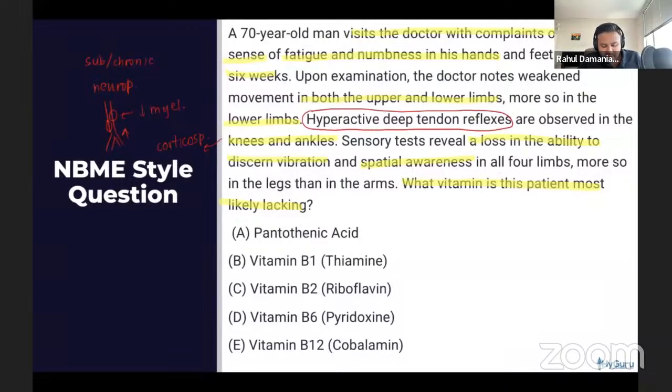Also, the patient is going to have decreased proprioception and vibration. So along with the neuropathy and proprioception and vibration, you're isolating the lesion to the dorsal column medial lemniscus system. So this is going to be subacute combined degeneration of the cord. And so the best answer is going to be E, vitamin B12 or cobalamin.